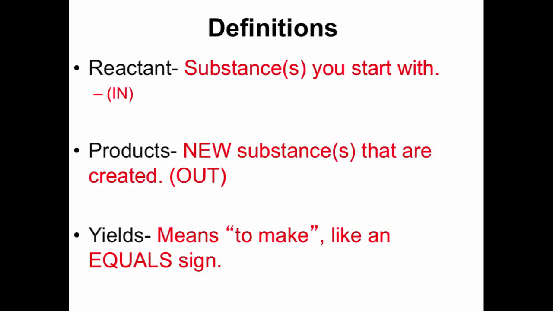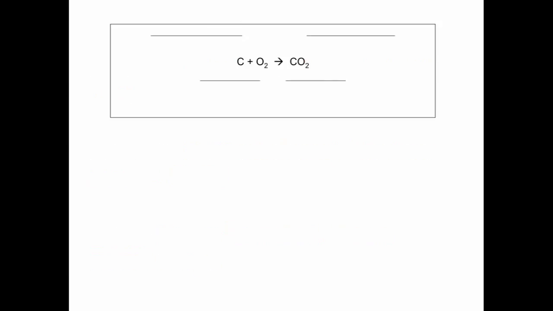Now, instead of writing an equal sign when we do chemical equations, we always put an arrow, and the arrow means yields. Yields means to make, like an equal sign on a chemical equation. So let's look at this chemical equation we have right here. You have your reactants, which are C and O2. Then you have your yield sign, which means the actual reaction is occurring. And then you have your product, which is CO2. Carbon dioxide.